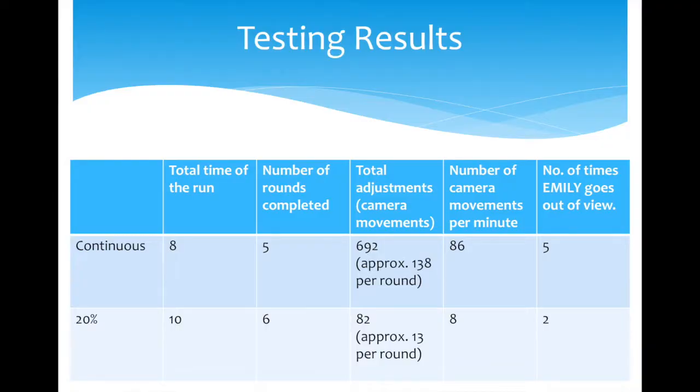Here are our final testing results. Not only did our algorithm let Emily go out of view fewer times, it also made only a fraction of the adjustments, only about 1/10. Since the continuous algorithm keeps moving the camera, the unstable video makes Emily go out of view more times. A highly stable video from our algorithm ensures that Emily stays in view longer.